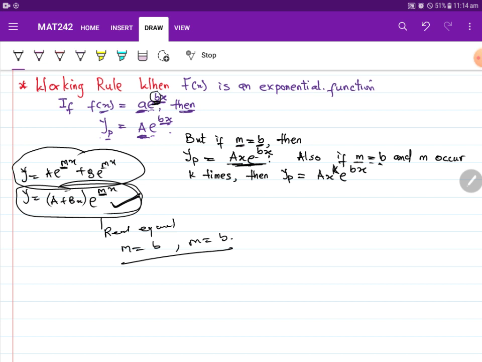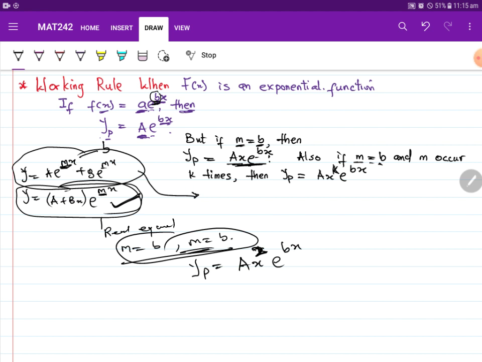So if m occurs twice or k times, then it means your yp will be ax raised to power k, that's the number of times m occurs. So if it is real and equal, it means m occurs twice, then it will be ax raised to power 2 exponential bx. But for this one, since m is equal to b just once, then it will be ordinary ax exponential bx. Okay, so that's how to consider our yp, that's the particular solution.